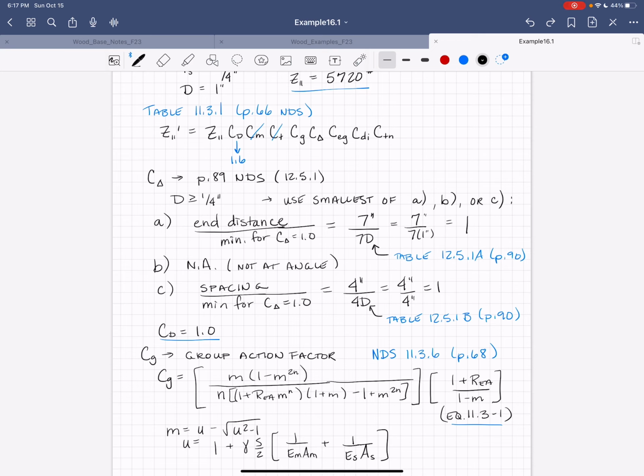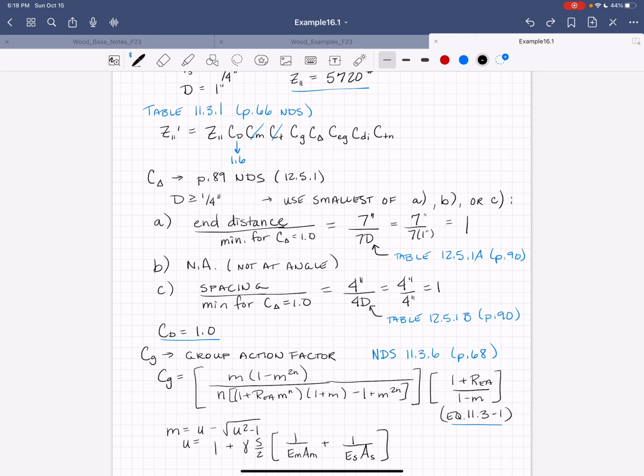Okay, so for C delta, there's two choices. If D is less than 1/4 inch, I just get to use C sub delta as 1. If it's greater than or equal to 1/4 inch, I have to look at three different things. One is the edge distance over what the edge distance minimum would be for C delta, for the easy case. The next one is the same deal, but at an angle, but we don't have an angle. And then the last one, so the first one is end distance, the last one is the spacing.